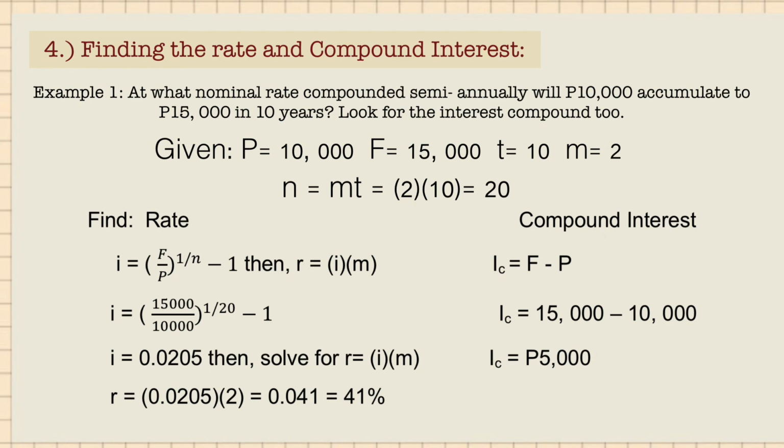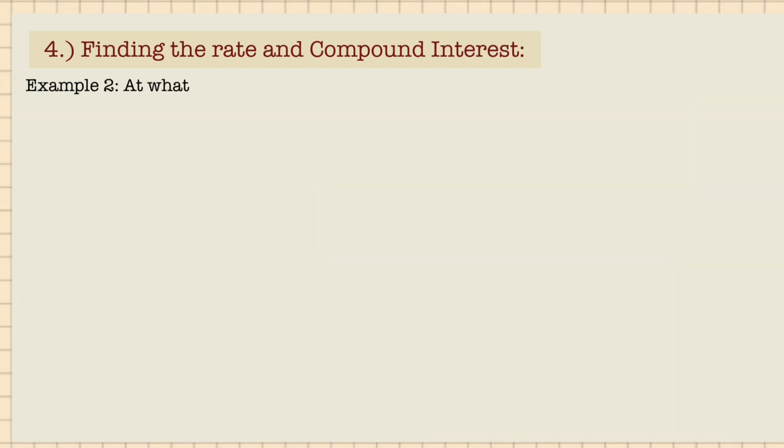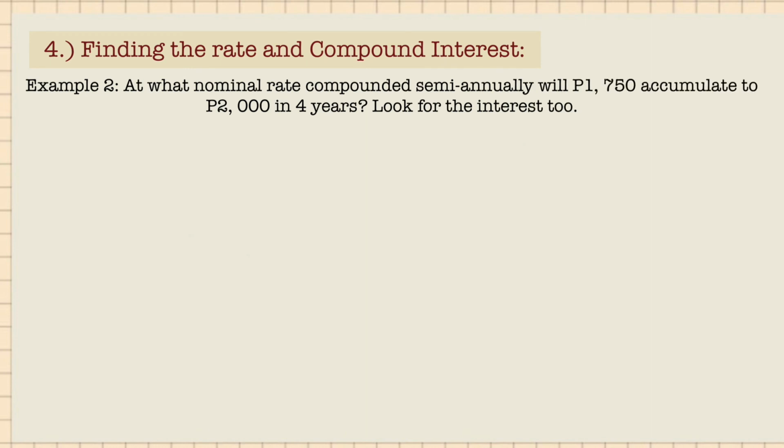Now let's find the compound interest. So that's 15,000 minus 10,000, and the compound interest is 5,000. Example number 2. At what nominal rate compounded semi-annually will 1,750 pesos accumulate to 2,000 pesos in 4 years? Look for the interest too. So we have our given, which is P is equal to 1,750, F is equal to 2,000, T is equal to 4, M is equal to 2.